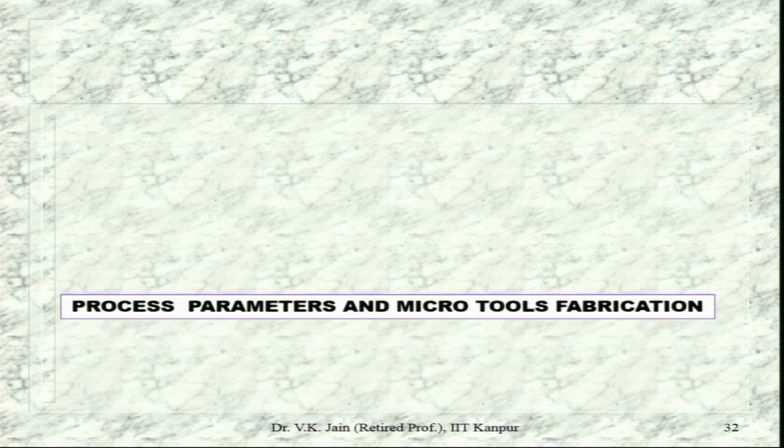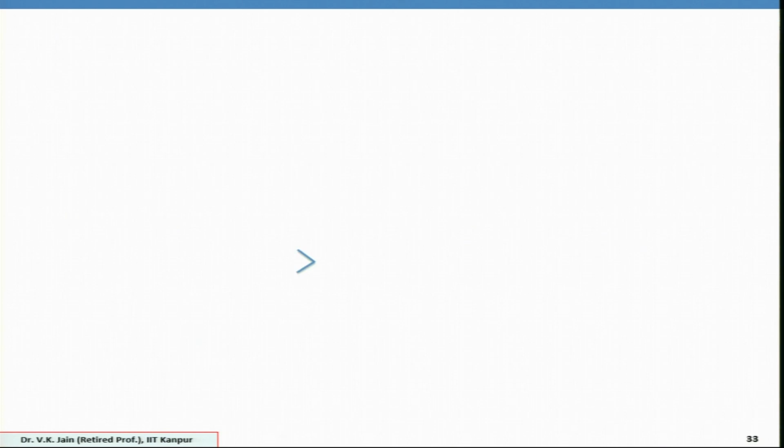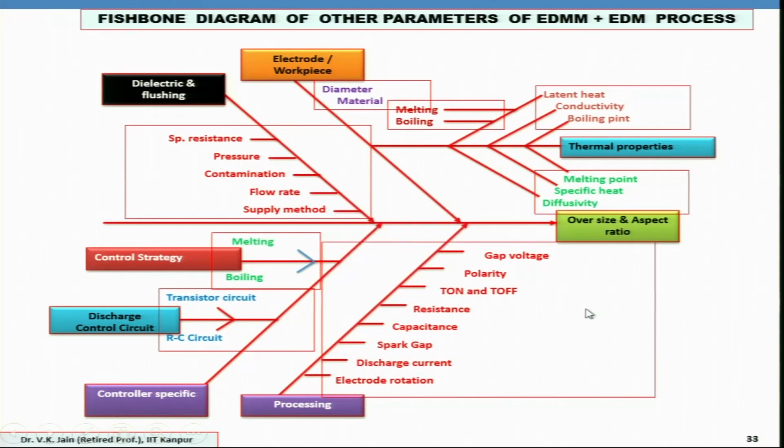Process parameters and micro tools fabrication. Fishbone diagram of parameters of the EDMM and EDM process. Some parameters we have discussed. It gives the overall idea of the different parameters that affect the process. Let us see them carefully. Dielectric and flushing: specific resistance, pressure, contamination, flow rate and supply method of the dielectric, all will affect the process performance.